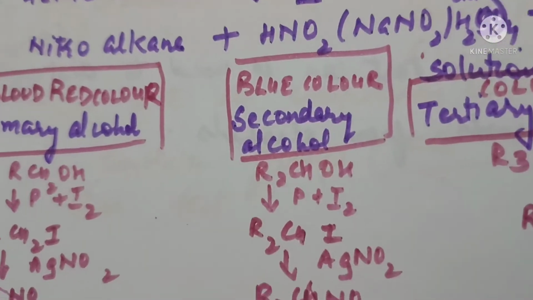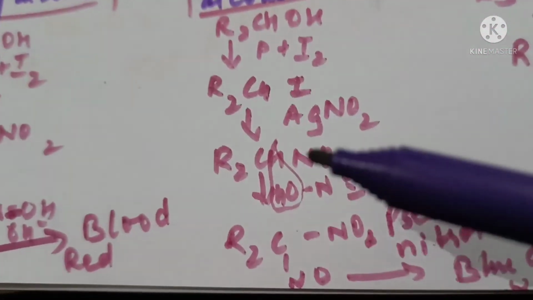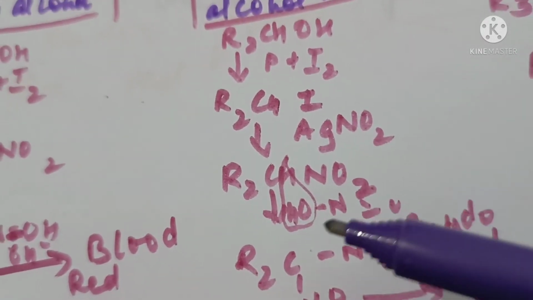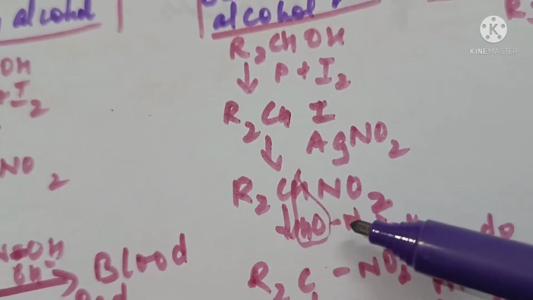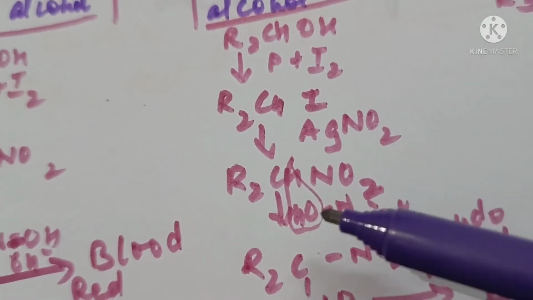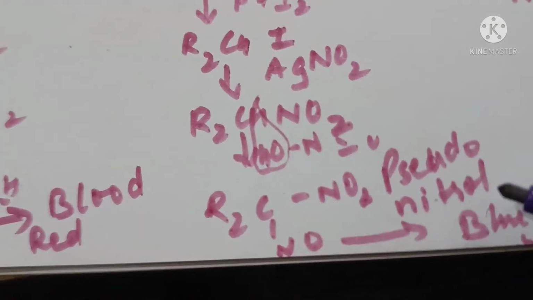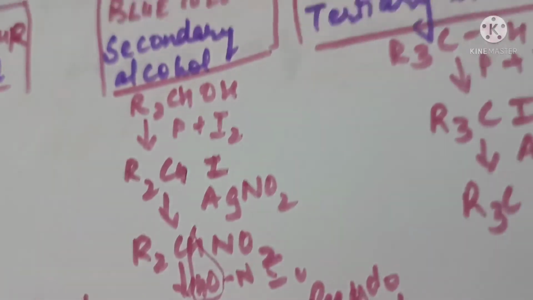On the other hand, secondary alcohol will form secondary iodoalkane and a secondary nitroalkane. And on reaction with nitrous acid, because there is only one H on the carbon, the OH part of nitrous acid attaches to form water and the NO part gets attached here. This is called pseudonitrol and it gives blue color in alkaline solution.